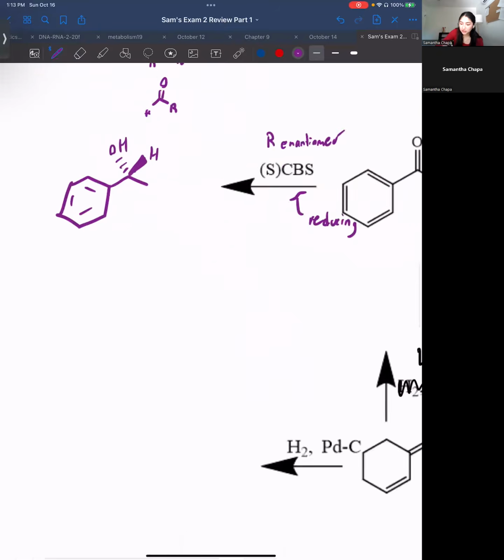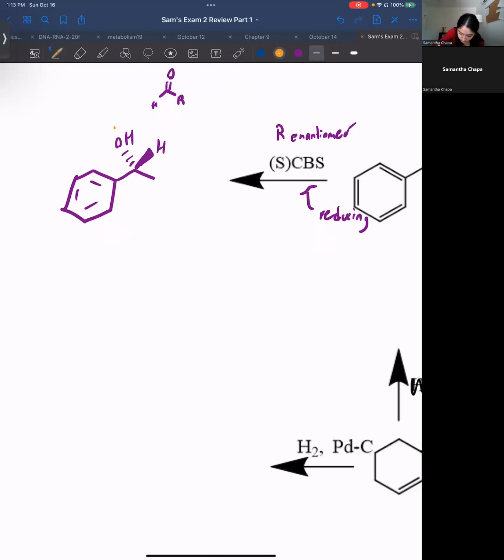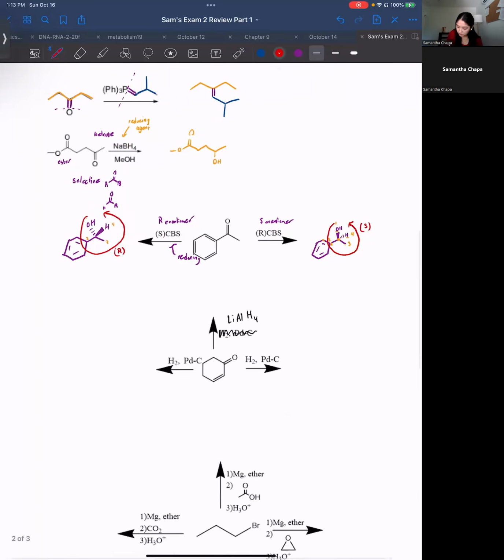And I can just check really quick. So this is 1, 2, 3, 4. Priorities stay the same. Trace 1, 2, 3, 4. Anti-clockwise, but H is going towards me. So H is on the wedge. So then you go from R and you switch to S. I mean, go from S and you switch to R. So this is the R enantiomer. Cool.